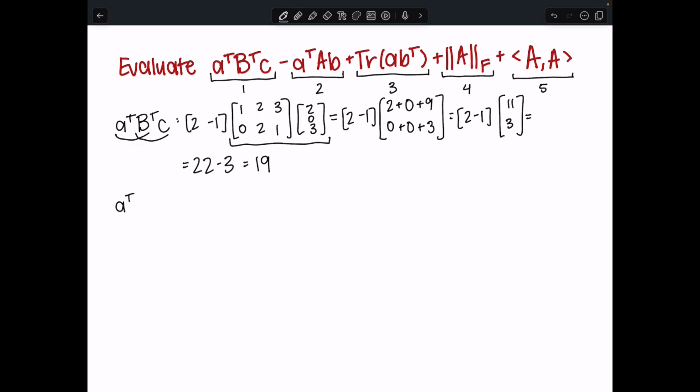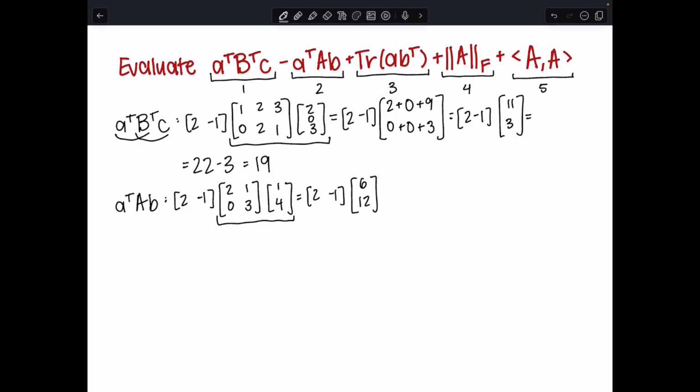This is A transpose A times the vector B. So let's set it up again. And we'll do the same and multiply these two together first. So now this dot product will come out to 6 times 2 is 12, plus negative 1 times 12 is negative 12, which will give us 0.